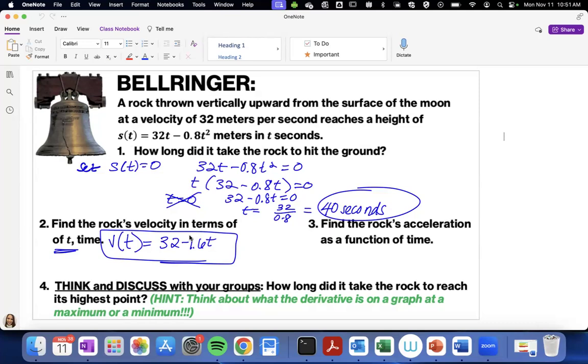In number 3, find the rock's acceleration as a function of time. How do I find acceleration? Acceleration is the derivative of velocity, right? So while s prime of t is velocity, s double prime of t is the derivative of velocity, which gives you acceleration. So the derivative of that is just negative 1.6. I want you to write proper units. What are the units for this acceleration? Meters per second squared.